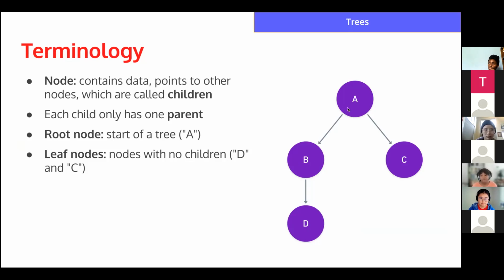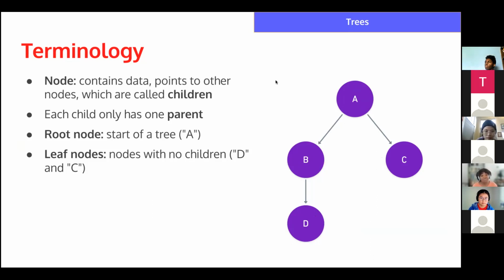And depending on what type of tree we have, each node can have any number of children. So in this, A has 2 child nodes of B and C, B has 1 child node of D. And sometimes the definition and restrictions of the type of tree will dictate how many child nodes each parent can have.